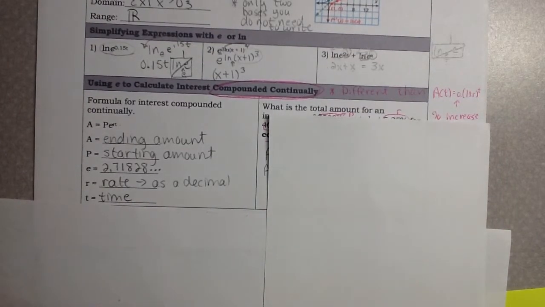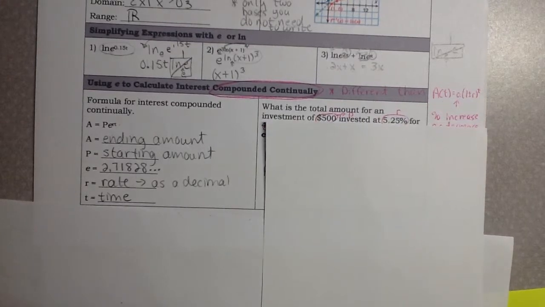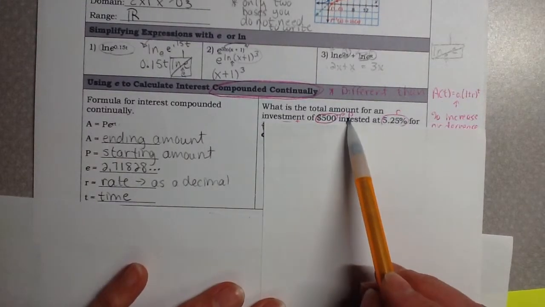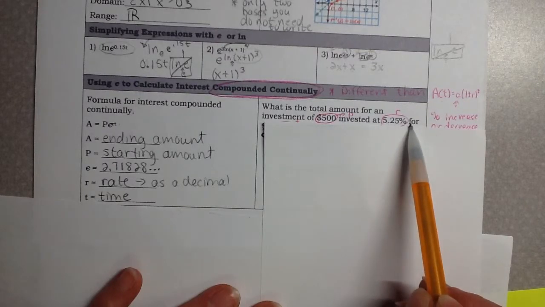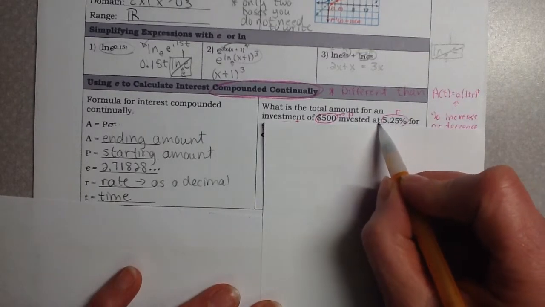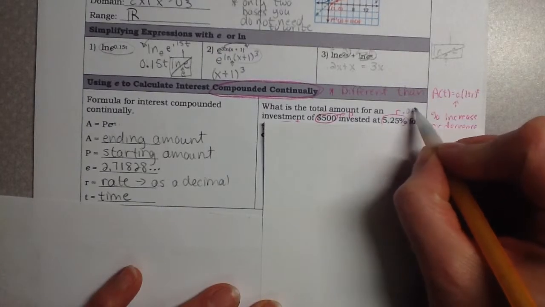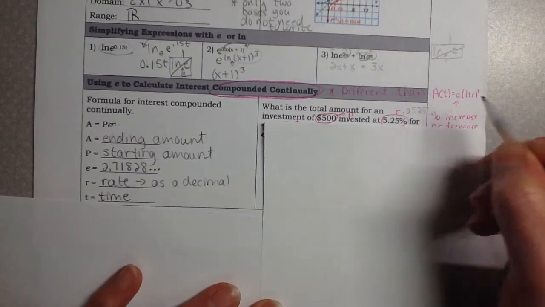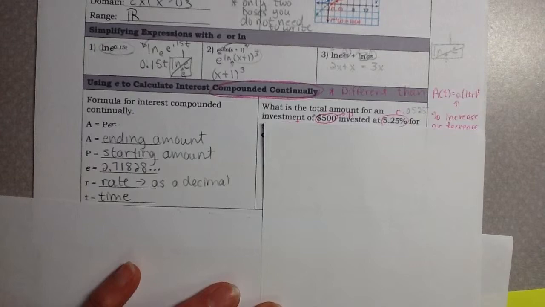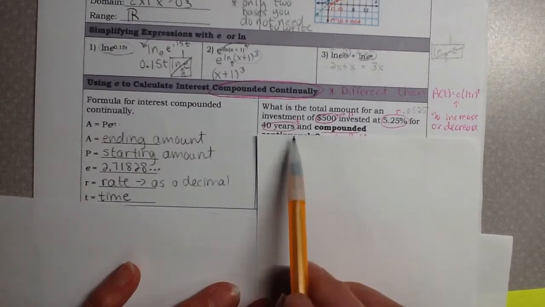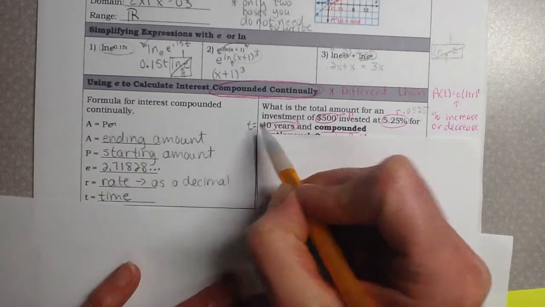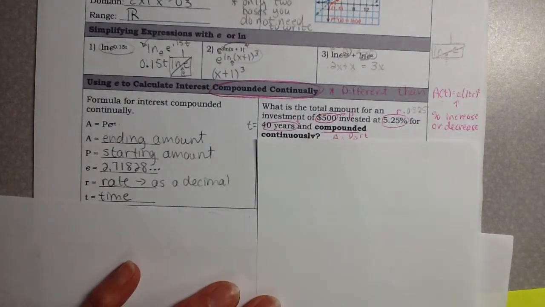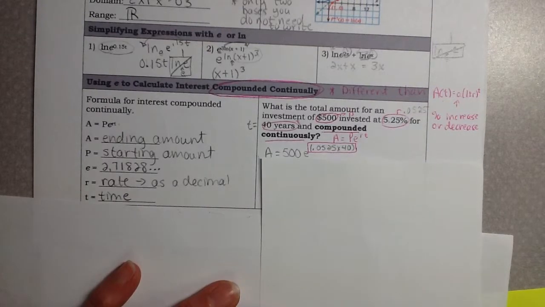Okay, so we want to know what the total amount for an investment of $500, so that's going to be your starting amount, your principal, invested at 5.25%, that's your rate, and remember we need to move the decimal 2 places, so it's going to be 0.0525 as a decimal, and we want to invest it for 40 years, so that's going to be your time equals 40 years. So you just go to this formula, and you just substitute all the values in.